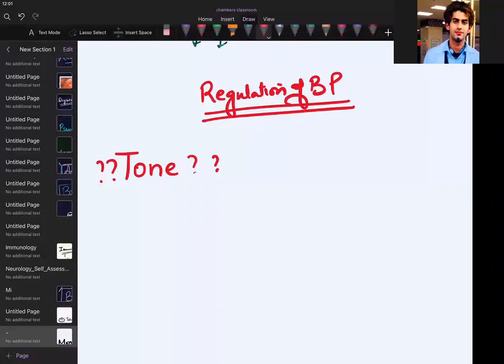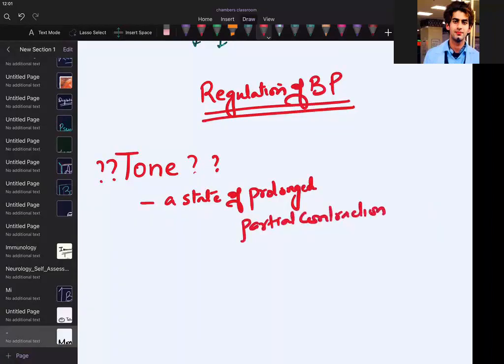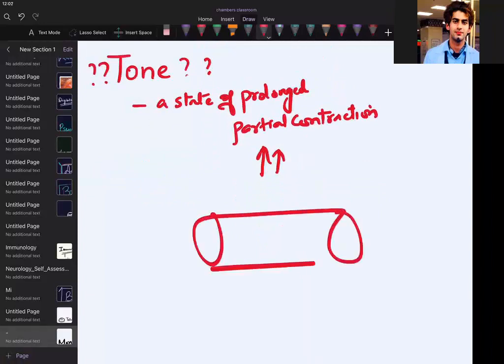So it is basically a state of prolonged partial contraction. I taught you this in physiology. Who is causing this? The smooth muscles of the vessels. This is your vessel and this vessel has layers. I have taught you everything: tunica intima, tunica media, tunica adventitia. Tunica media has the muscle layer, a greater amount of it, made of smooth muscle cells.